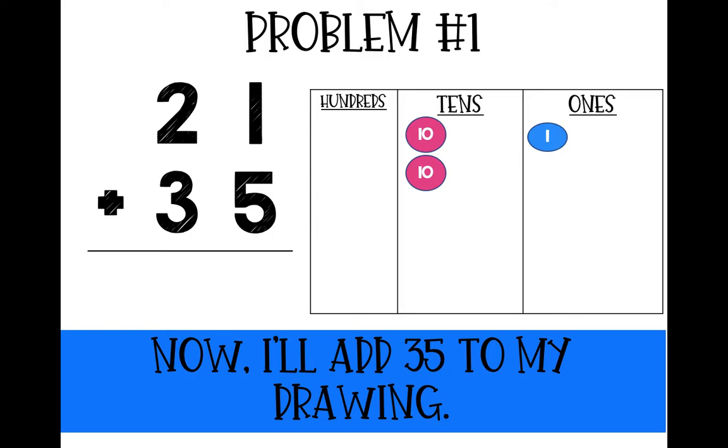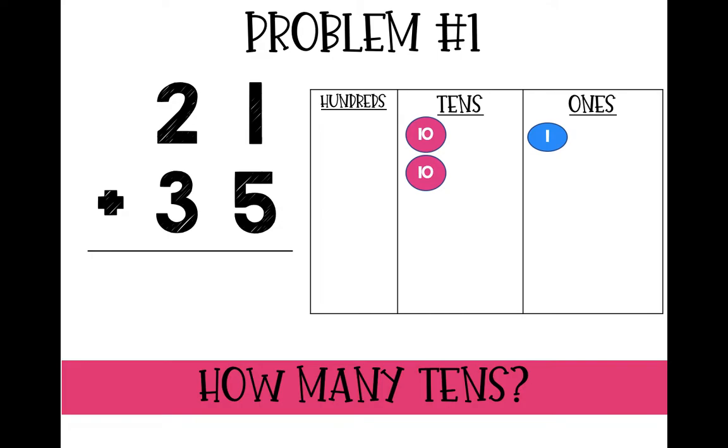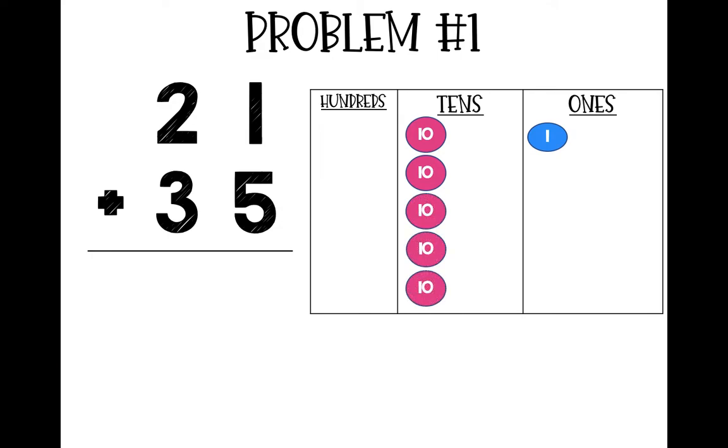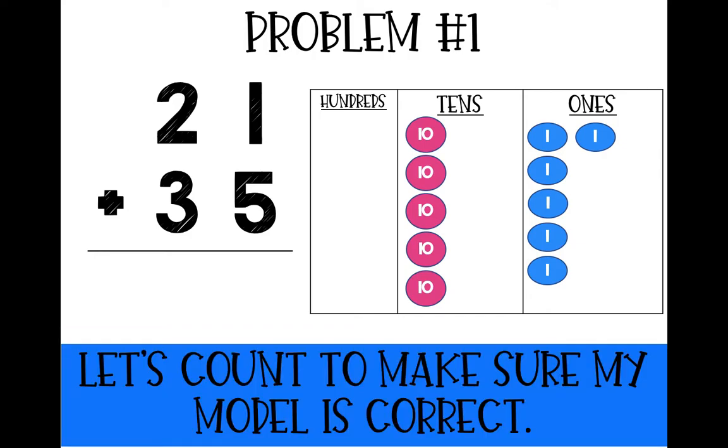Now we need to add 35 to our drawing. How many 10s do we draw? That's right, 3 more 10s. And how many 1s? Very good, 5 more 1s. We have now shown 21 plus 35 on our place value chart.